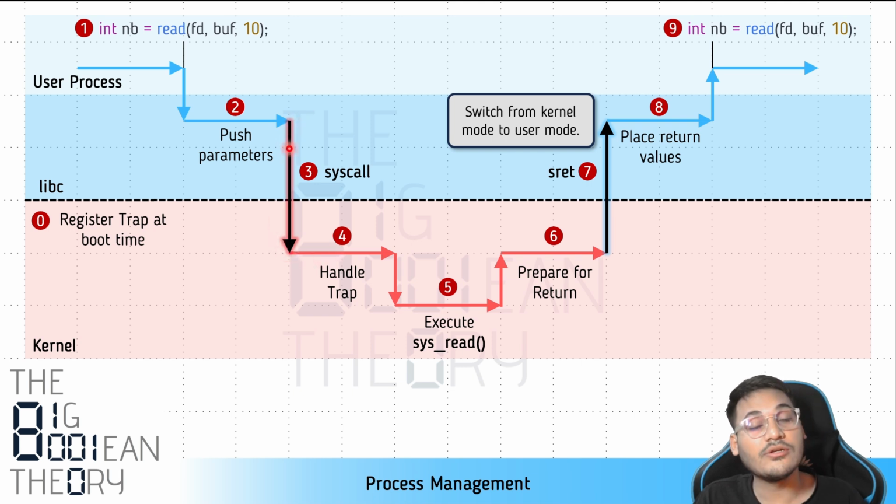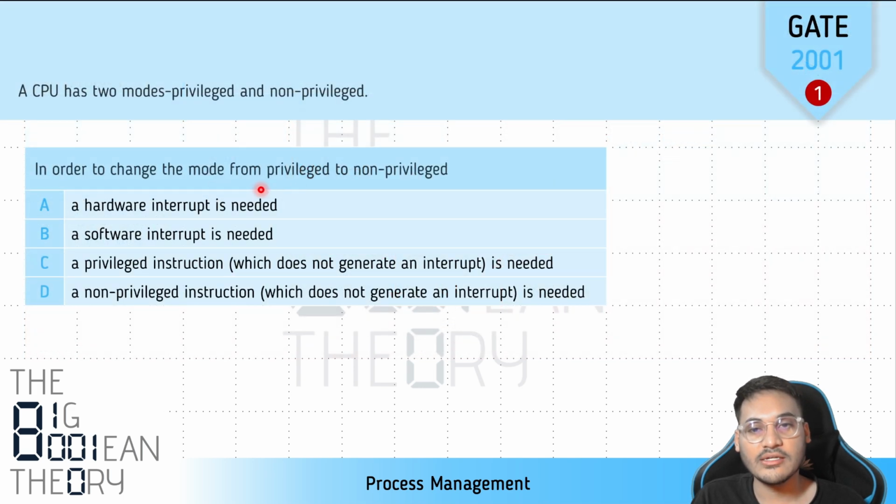Here, in response to the interrupt, when the transition is taking place, the privilege level is raised from the user mode to the kernel mode. Whereas when we return from this system call, when we return from this software interrupt, the privilege level is dropped, that is, switched from kernel mode to user mode. So the two options that we have, that is, a hardware interrupt is needed and a software interrupt is needed, are wrong. Why? Because whatever is the case, when we have an interrupt, the privilege level is raised, not dropped. But in this question, we are talking about dropping the privilege.